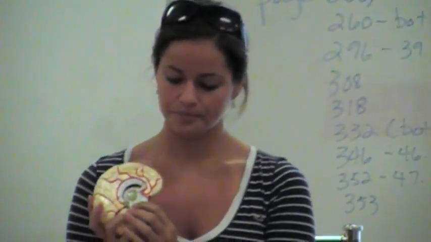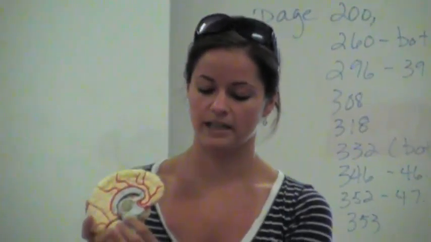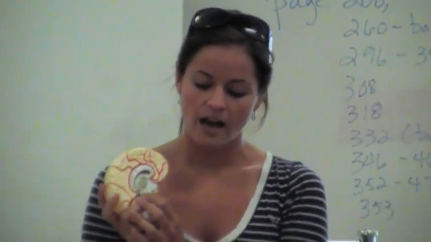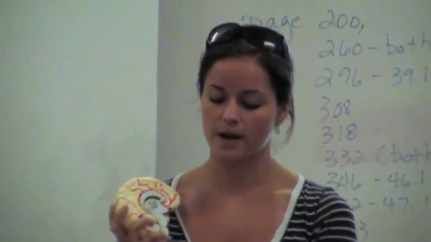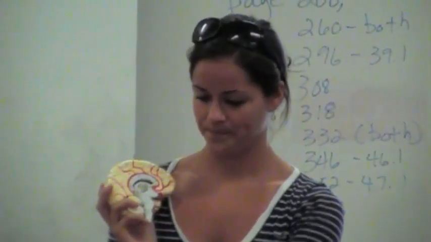Other parts of the diencephalon are the optic tracts, chiasm, posterior pituitary gland, mammillary body, and pineal gland.